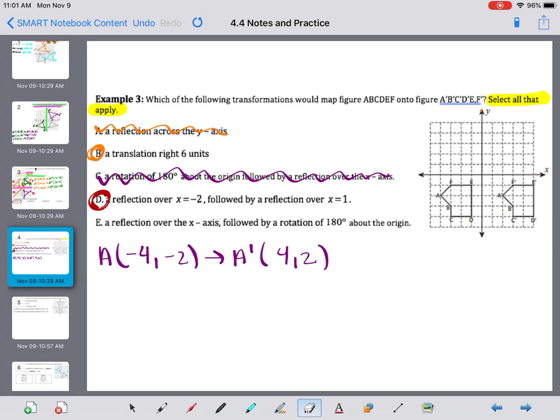And finally, E says reflection over the x-axis followed by a 180-degree rotation. Well, if it didn't work the other way around, if C didn't work, E is not going to work. They're the same thing, just in a different order. So if one way doesn't work, the other way is also not going to work. So there is example 3.